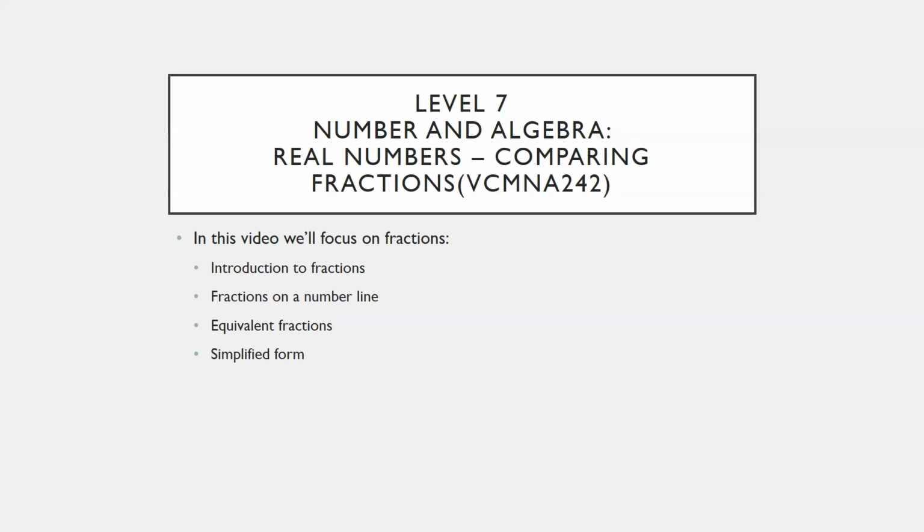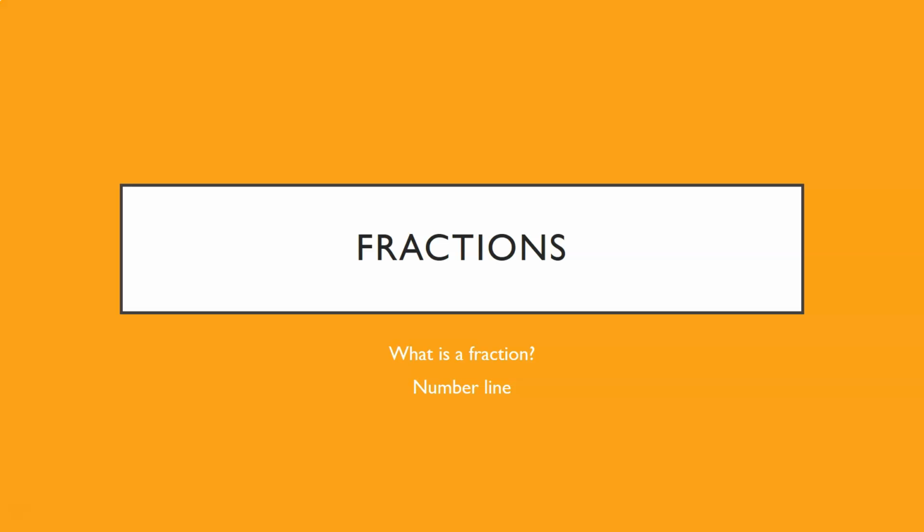In this video, we'll be comparing fractions. This is part of Level 7 Number and Algebra, Real Numbers, of the Victorian Curriculum, code VCMNA242. In this video, we'll focus on fractions. I'll be introducing fractions, looking at fractions on a number line, equivalent fractions, and simplified form.